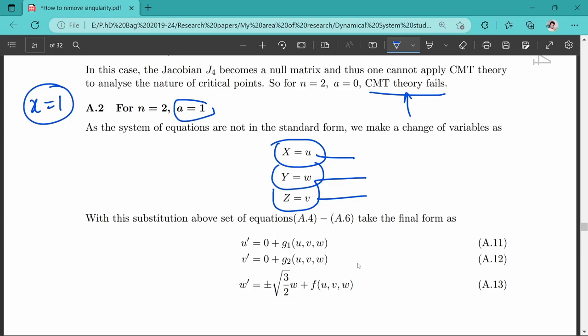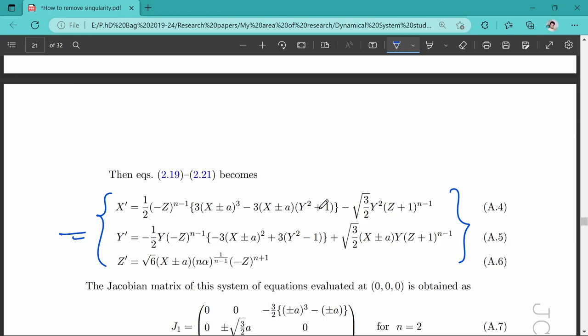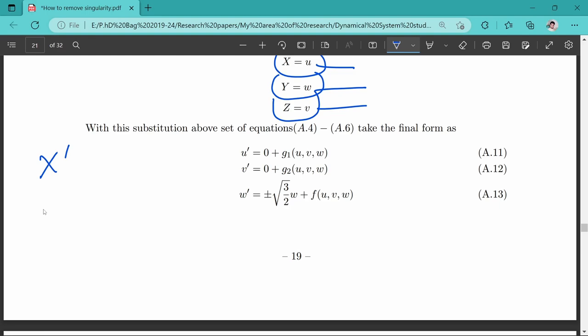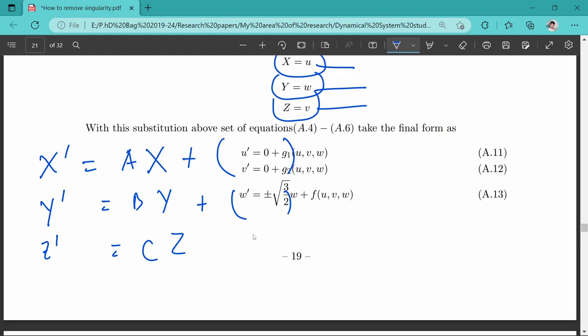Now, another thing is that when you have defined this in such a way, you have to look for these equations. Before defining U, V, W, you have to first look for these equations, and check the following thing: in this X prime, Y prime or Z prime, there must be some linear part. Let us say it is A, B, and C, and the other part will consist of X square, Y square, X, Y, and so on and so forth.